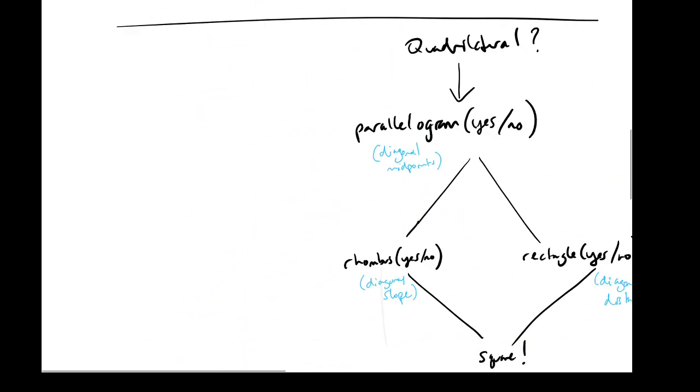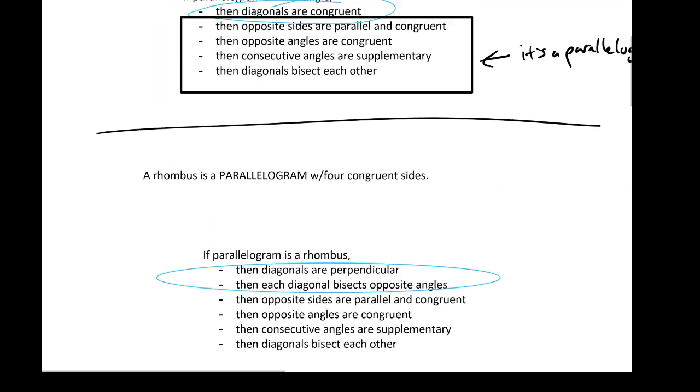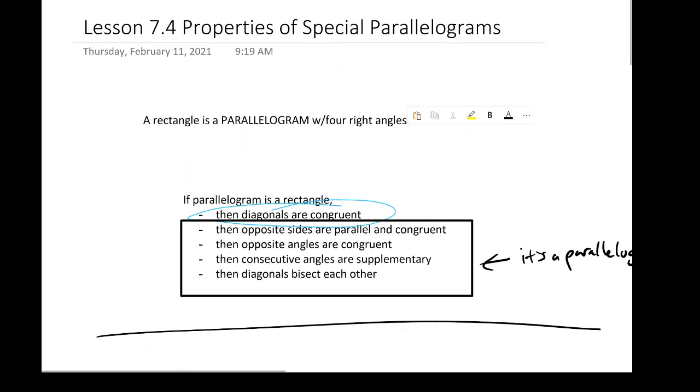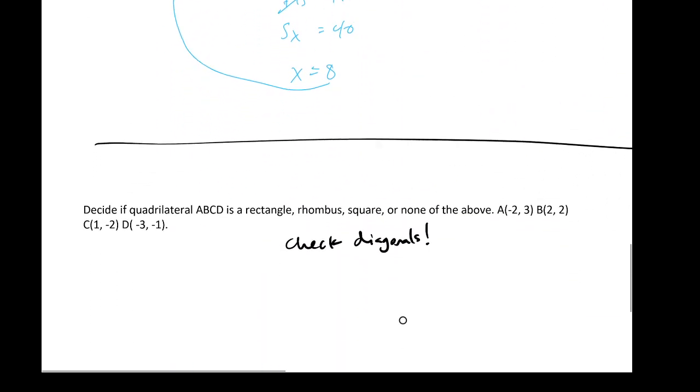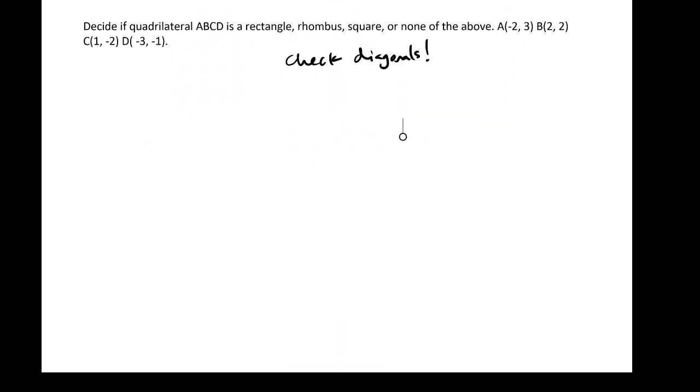Because go back to every single one of these definitions. Square is a parallelogram. Rhombus is a parallelogram. Rectangle is a parallelogram. So if we perform the parallelogram test and it fails for this quadrilateral, then the answer is going to be none of the above. So let's go and start with midpoints of AC and BD. Okay? And that's going to say, do we have a parallelogram? Then we'll check some other stuff.